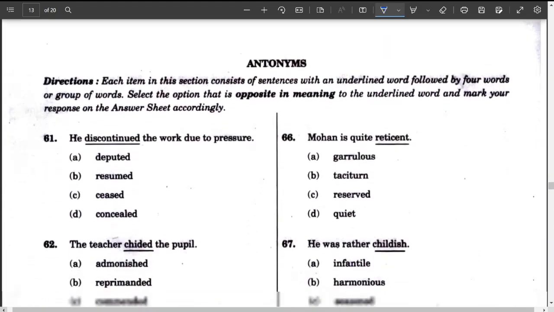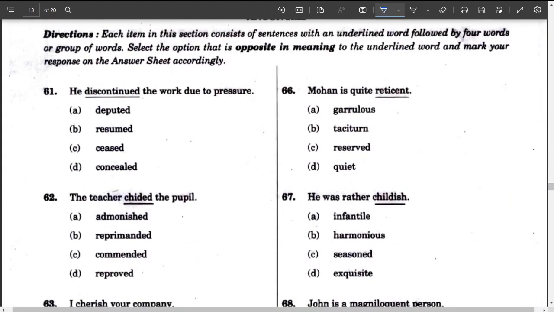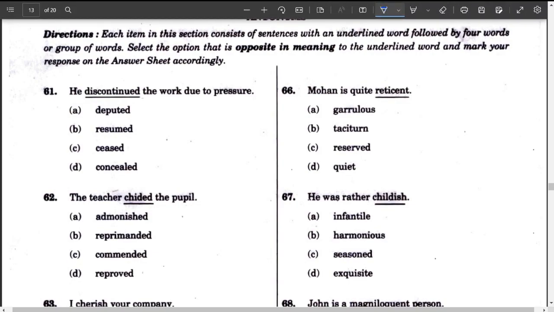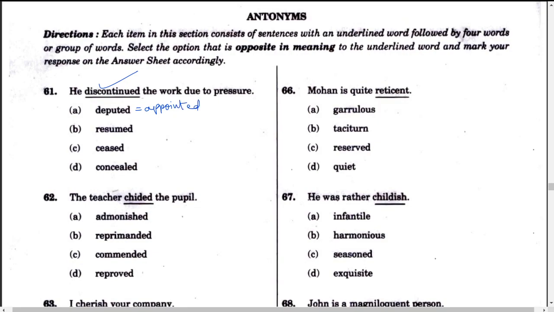Next. Antonym section here. He discontinued the work due to pressure. Discontinued, that means he stopped working. Let us check with this here. Deputed in the sense appointed. Resumed is restarted. Seized, stopped, concealed, hidden. Okay, so discontinued, continued. Which one can be used here? B can be, again starting the work.